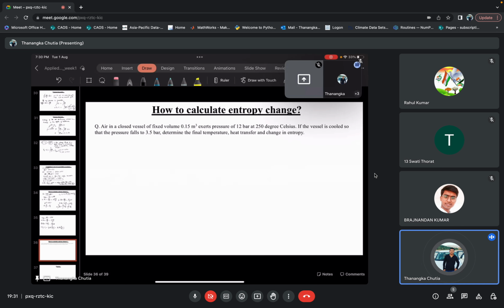You are given the pressure P1 = 12 bar, and the temperature T1 = 250 degrees Celsius, which we will convert into Kelvin later on. Then you are given the pressure P2 = 3.5 bar, and the volume V1 = V2, a fixed volume given as 0.15 meter cube. So from here we have to calculate, number one, the final temperature.